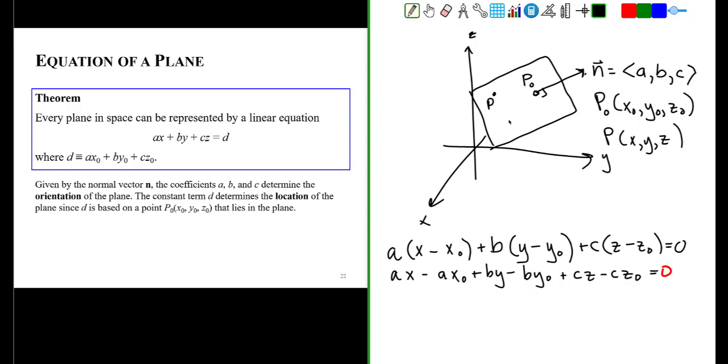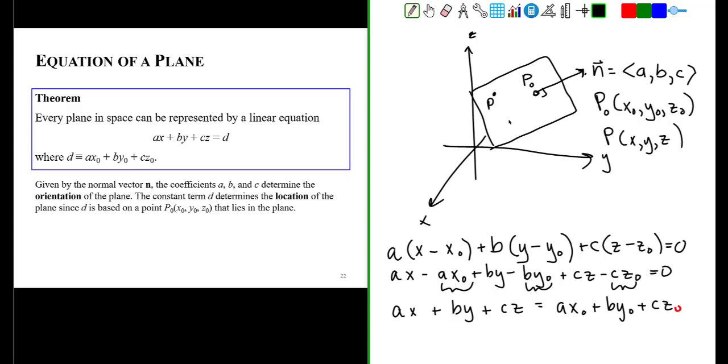So we have constant terms and terms that are not constant. The constant terms are A x naught, B y naught, C z naught. Let's group those terms and move them to the other side. The left side of the equality has Ax plus By plus Cz, and the right side now has A x naught plus B y naught plus C z naught.